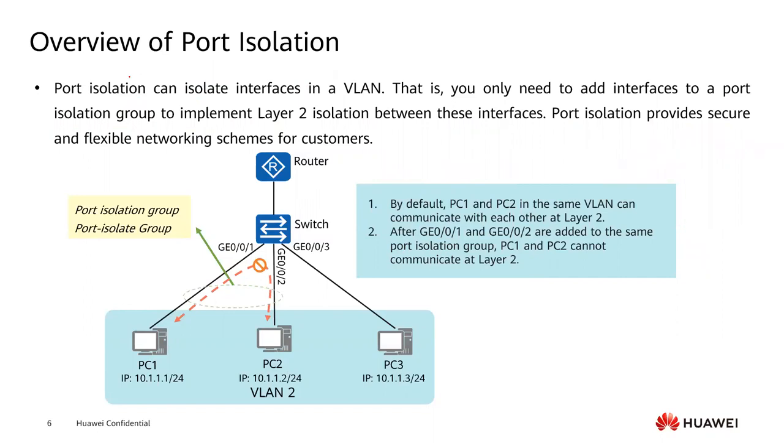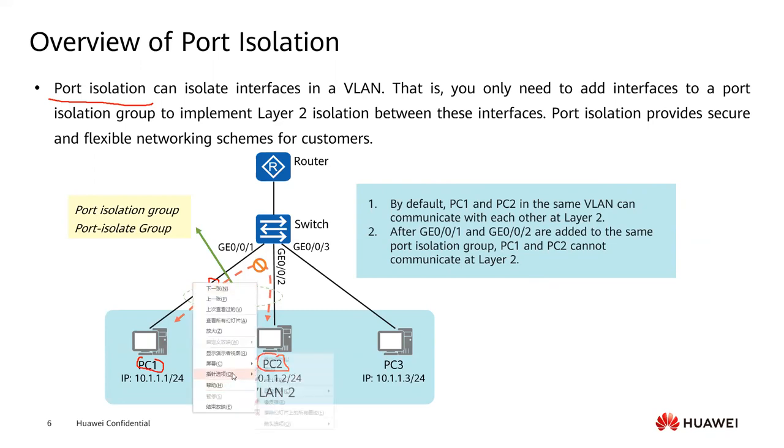If we do the port isolation, all the frames received from PC1 will not be sent to PC2. It means all the frames, it doesn't matter whether unicast, broadcast or multicast, received from one member port will not be sent to another member port.